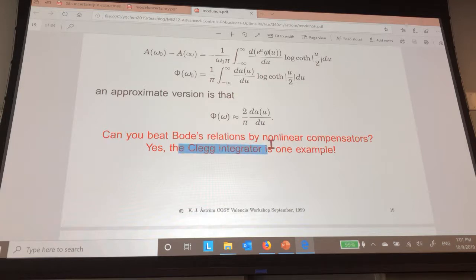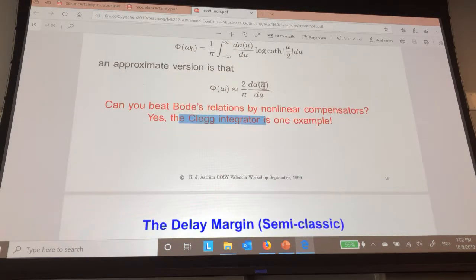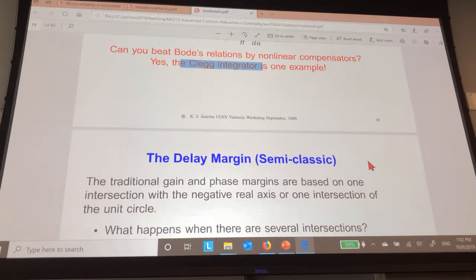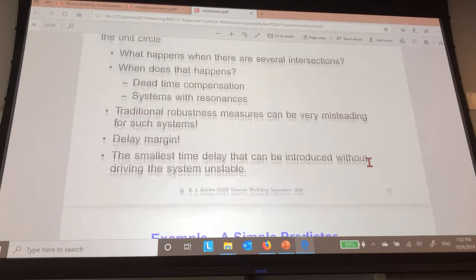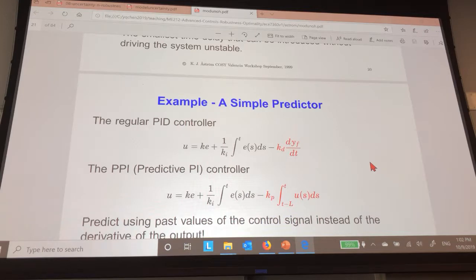Actually, I published papers on the Clegg integrator. Those Bode relationships can be broken by using a nonlinear compensation. So this is only for LTI systems. Delay margin is a separate topic.